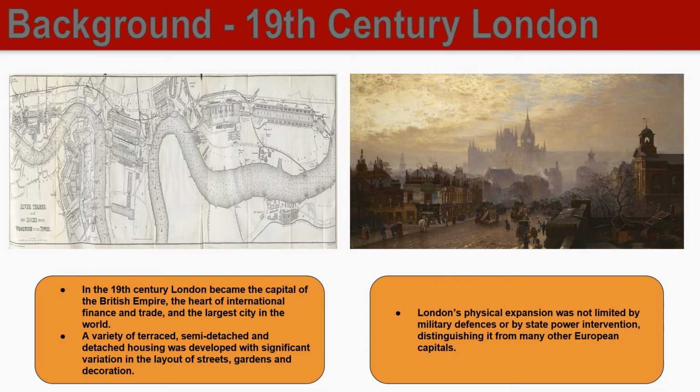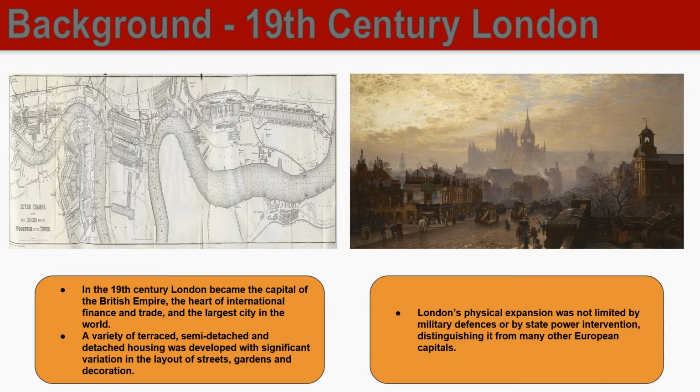With increased enforcement of Building Act regulations from 1774, the 19th century saw housing designs in London become increasingly simple and standardised, and largely consisted of terraced, semi-detached, and detached housing. Urban density was the most pronounced in the city's core and along major arterial roads, with substantial variation in the layout of streets, gardens, and decoration.